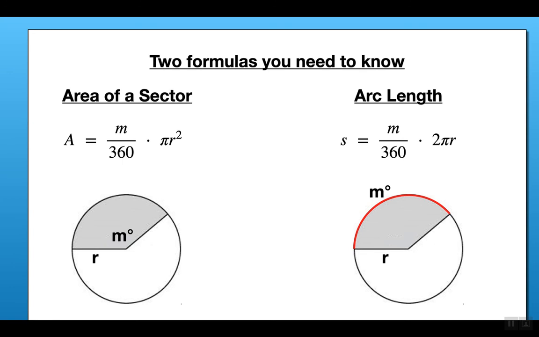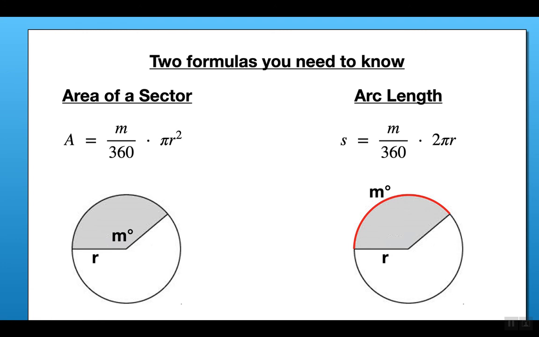Now, the formula on the right is for arc length, the red line around that circle there. We're trying to measure how long is that red line in units of measurement, like inches, centimeters, meters, stuff like that. So the formula is m over 360 times 2 pi r, which is the formula for the circumference of a circle. It makes sense because it's m over 360 times the circumference of a circle, the distance around the outside of a circle. That's the way you can memorize this easily, because in area of a sector, you're getting part of the area of a circle.